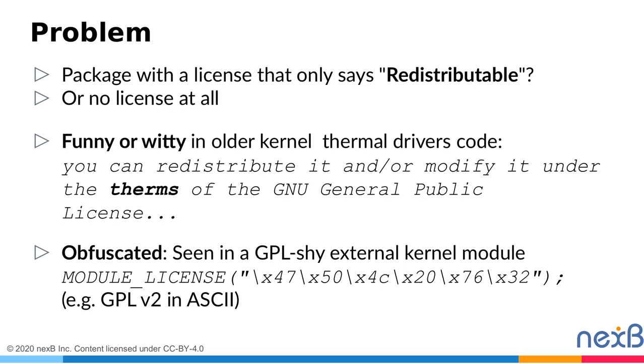But this is a kind of problem at scale that creates ambiguities. Is this really the GPL or not? And it may trip some tools that will be looking for patterns such as "under the terms of the GPL," right? Here, "the term" and "the terms" would be two different patterns. Or it can be obfuscated at times. This has been seen in a module license where GPL was written in ASCII, meaning that you cannot really read that stuff, right? You have to interpret the ASCII around the code. So all these contribute to the lack of clarity in licensing.